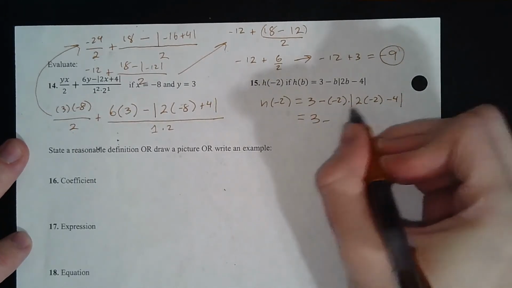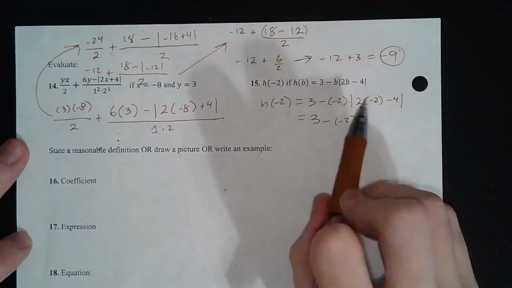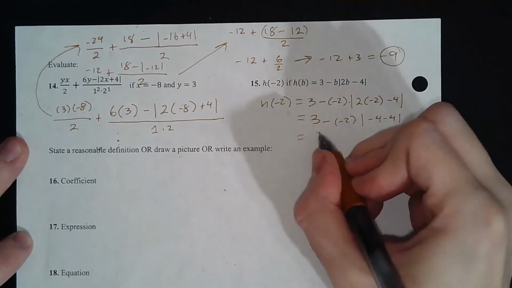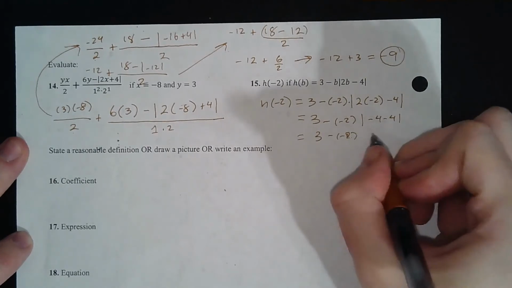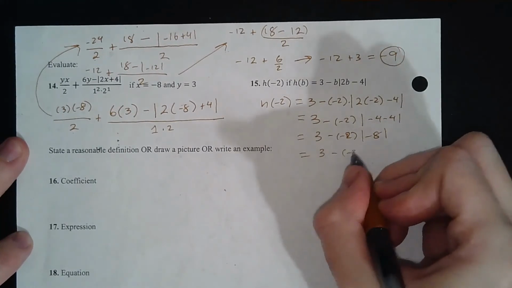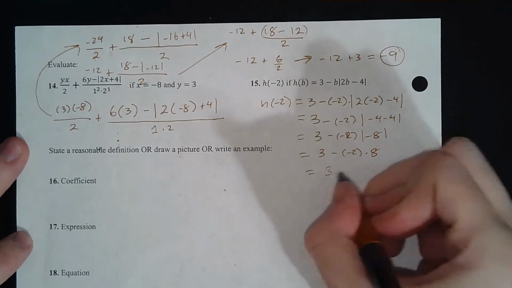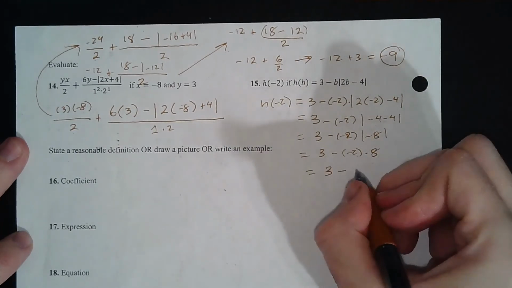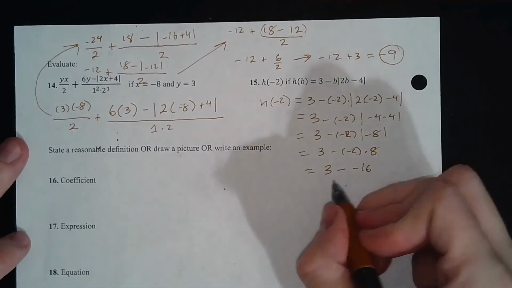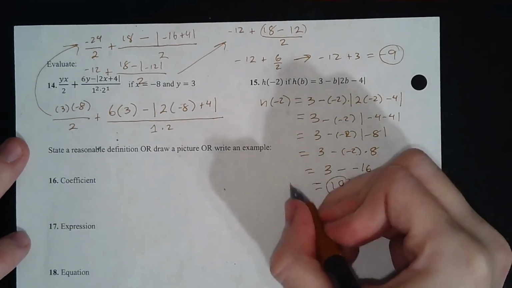Remember, this is multiplying right here, and you have to multiply before you subtract, so you can't deal with this subtraction until you've multiplied. 2 multiplied by negative 2 is negative 4 minus 4. Negative 4 minus 4 is negative 8. The absolute value of negative 8 is positive 8. Negative 2 times 8 is negative 16. And if you have a negative of a negative, that means positive. So that's going to be 3 plus 16, which is 19. That's what h of negative 2 is.